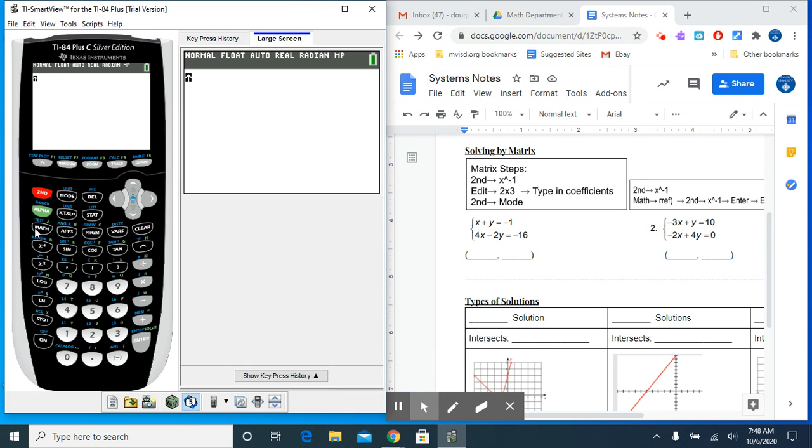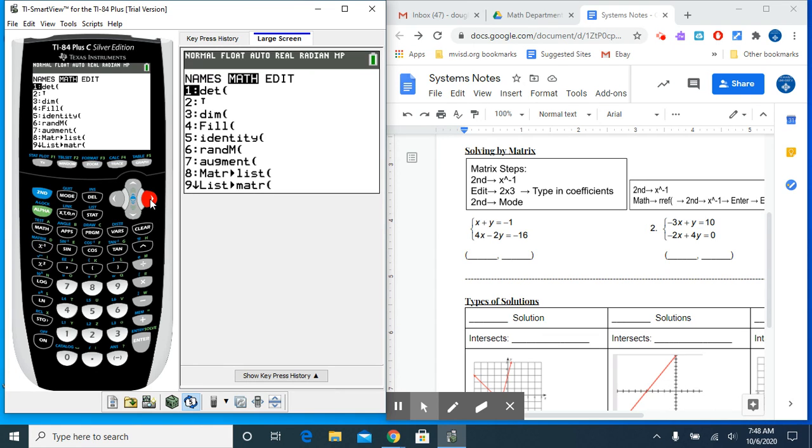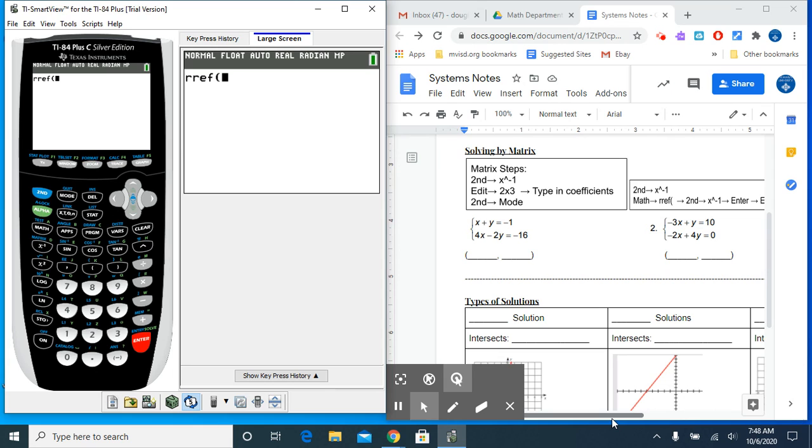Then you go back to matrix. And this time you're going to go over to math. And you're looking for RREF, reduced row echelon form. That's down, I forgot where it is, down here a ways. There it is. It's option B. And then you press enter.